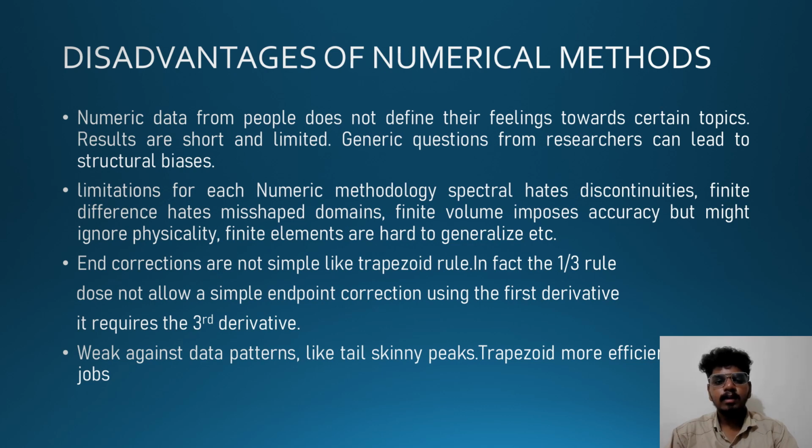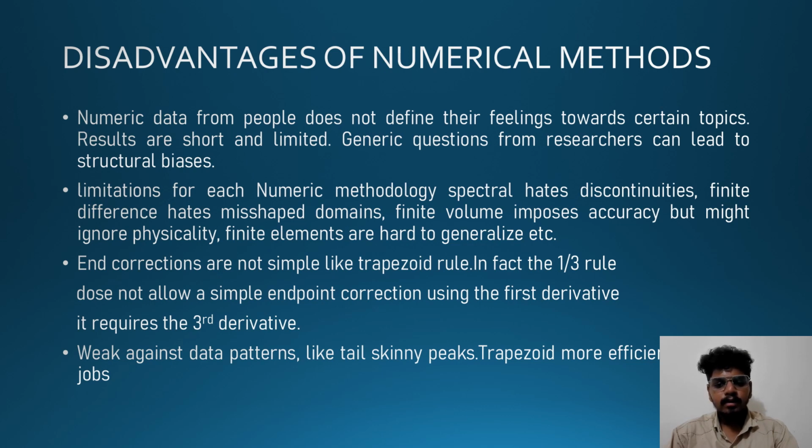Disadvantages of numerical methods. Numerical data from people does not define their feelings towards certain topics. Results are short and limited. Generic questions from researchers can lead to structural bias. There are limitations for each numerical methodology. Spectral methods are poor with discontinuities, finite difference methods struggle with misshaped domains, finite volume improves accuracy but might ignore physicality, and finite elements are hard to generalize. End corrections are not simple as with the trapezoid rule.